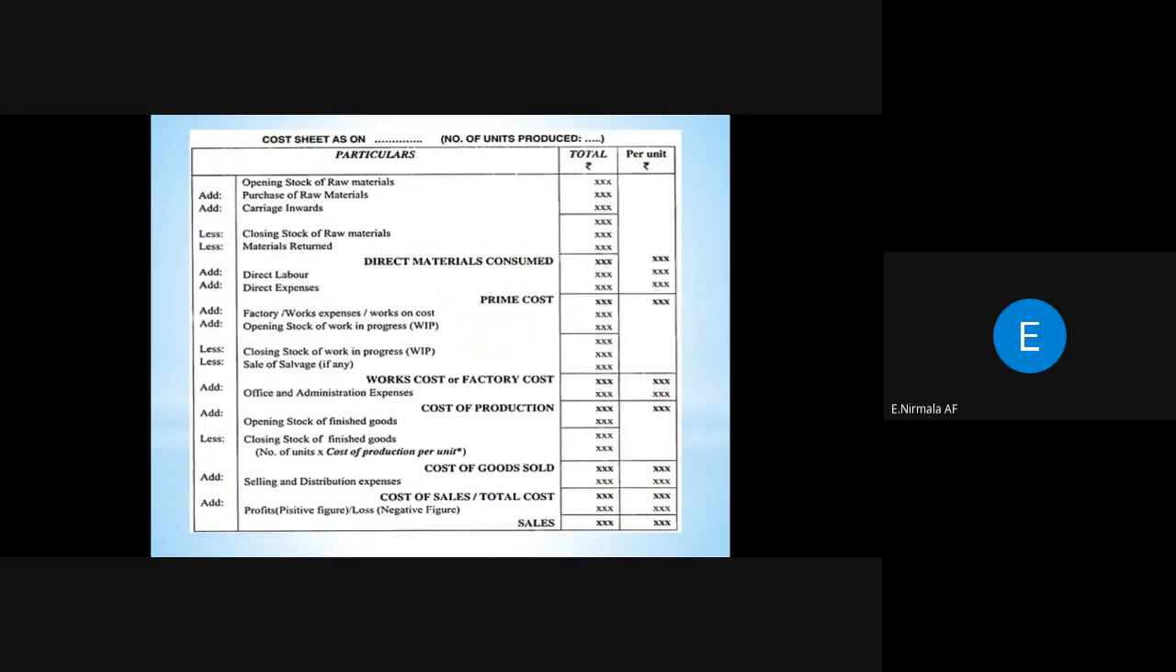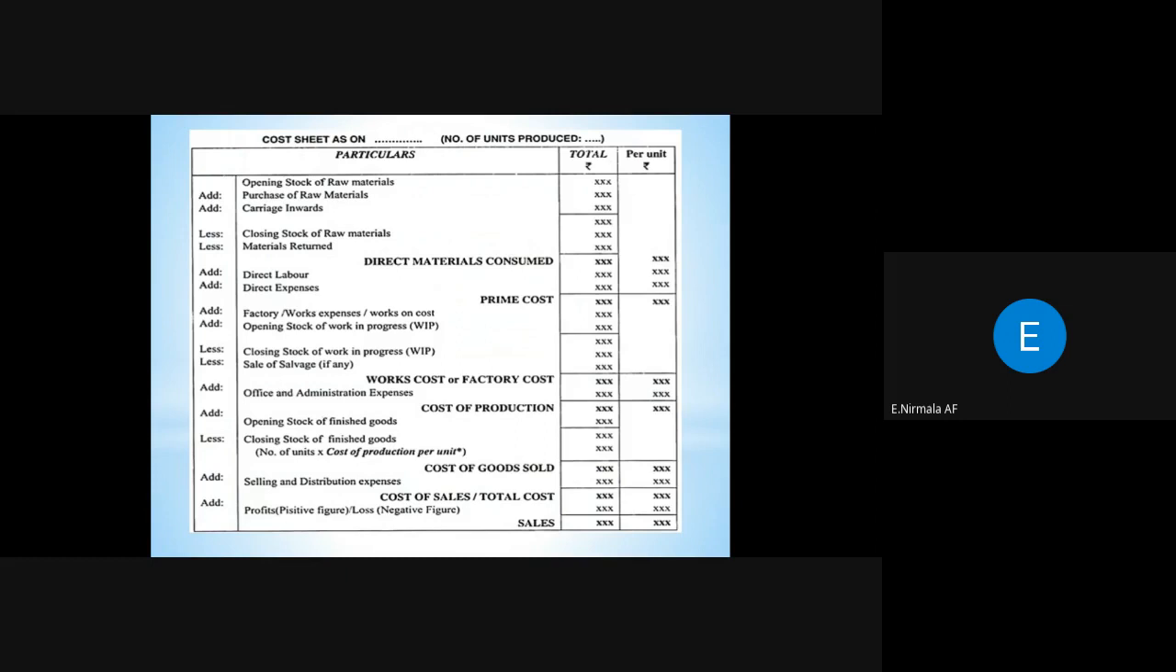So this is a format for preparing the cost sheet. The cost sheet as on the date will be in the question. So we have to write it here and we have to provide 3 columns. First column particulars, second column total cost, third column cost per unit. Now in the question itself, they will mention output or production units, right? Now, the first one is we have to enter opening stock of raw material. We have to add purchases and carriage inward. We must deduct closing stock of raw material and material returned to stores. Then you will get direct material consumed.